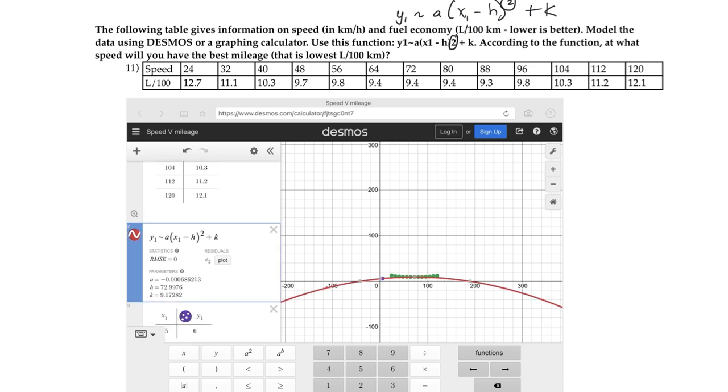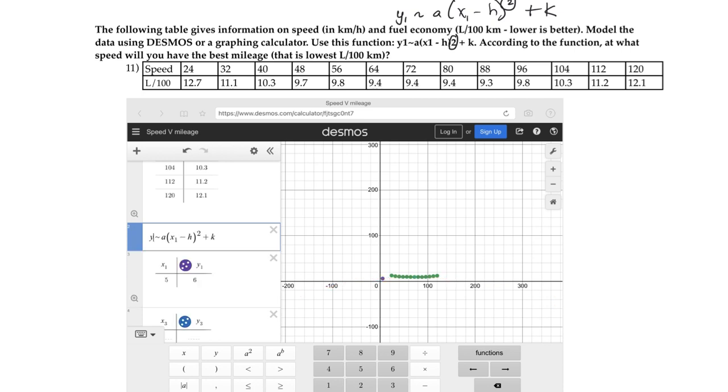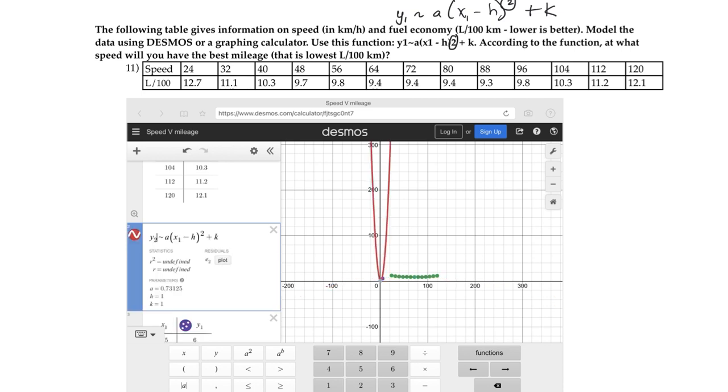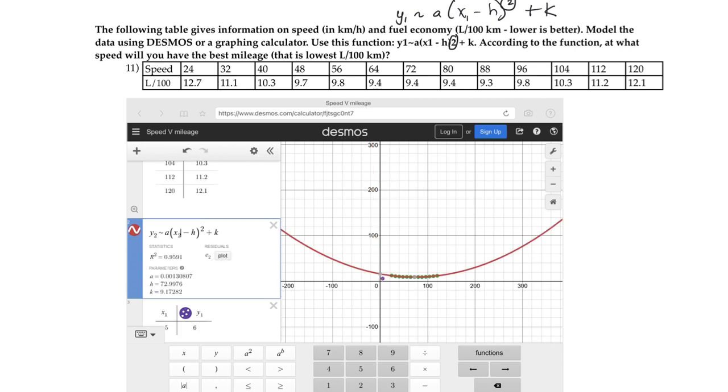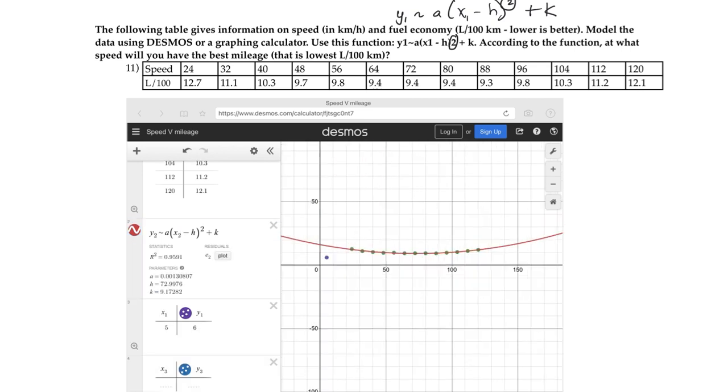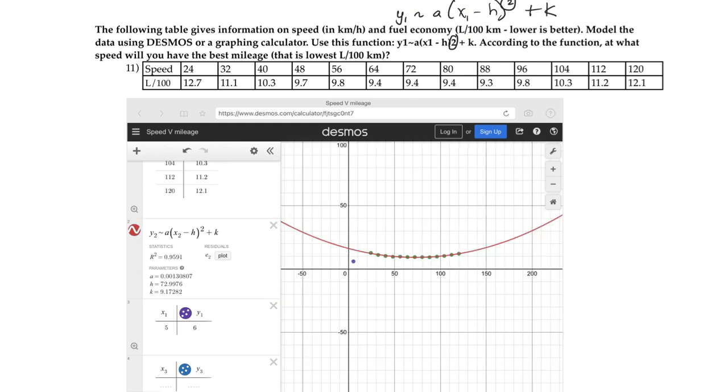But if I go in and change this and say I want to use the values for y2 and x2, then my function looks better. Okay. Hopefully that helps you with that question. I think everything else was right.